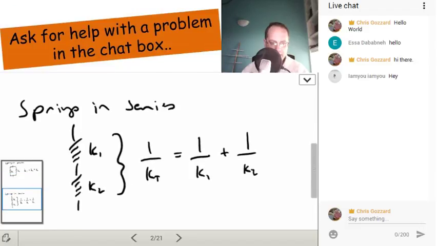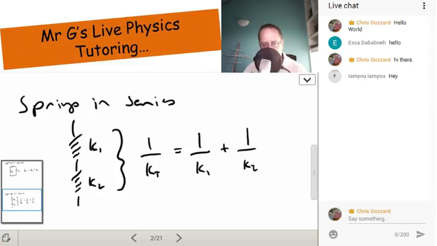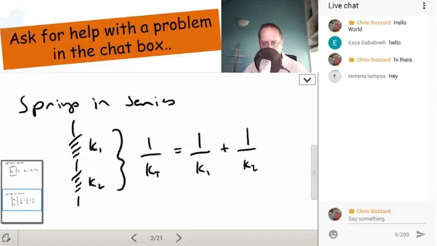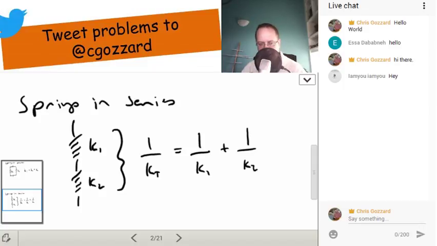And then springs in series. It's kind of like resistors. You remember resistors in parallel? Well, springs in series has the same kind of mathematical relationship. So 1 over kT, the total spring constant, is 1 over k1 plus 1 over k2. If you think about it, if you have two springs in series, you're going to get twice the extension, or for twice the extension you need half the spring constant.